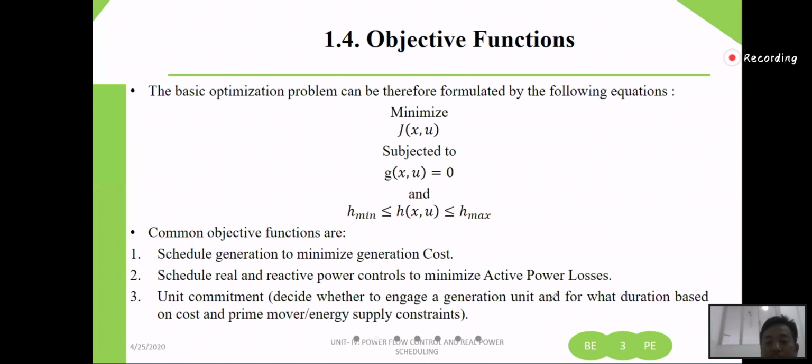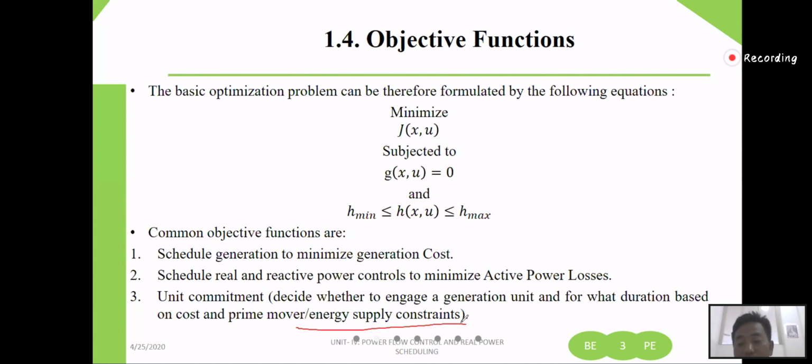Decide whether to engage generation unit and for what duration based on cost and prime mover energy supply constraints. So now you have to see that unit commitment is also another common objective function, and decide when you will engage that generation unit. So if there are 4 generation units, either you have to engage all 4 throughout the day, or only 2 units, or only 3 units, or in a time gap 3 units, and later on you may have to switch on another unit.